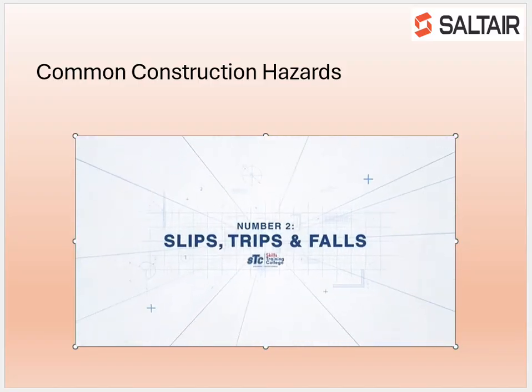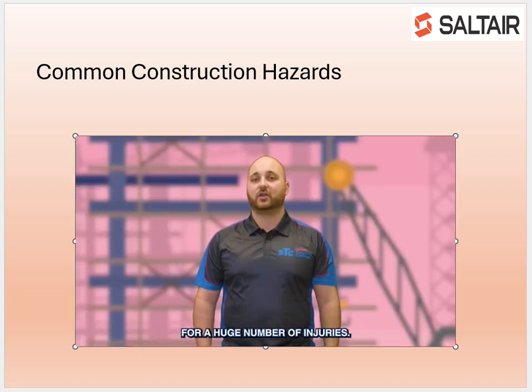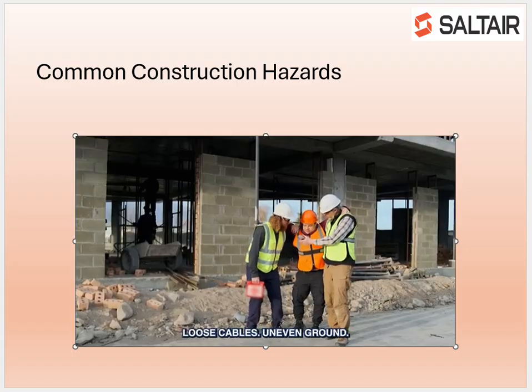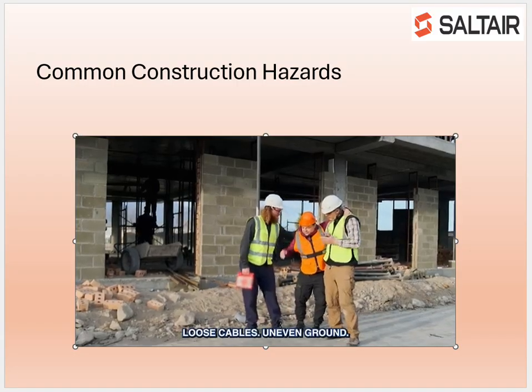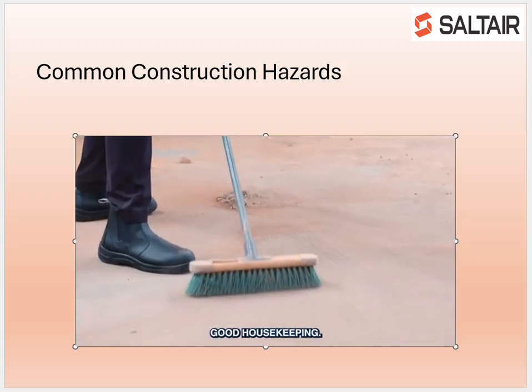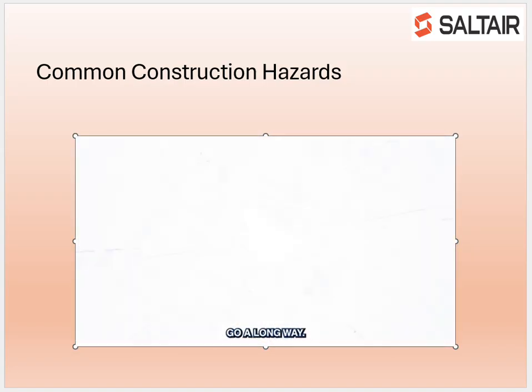Number 2, slips, trips, and falls. It sounds simple, but slips and trips account for a huge number of injuries. Unsecured tools, wet surfaces, loose cables, uneven ground, all of these can send someone to hospital with a broken bone or worse. Good housekeeping, clear pathways, and constant awareness go a long way.